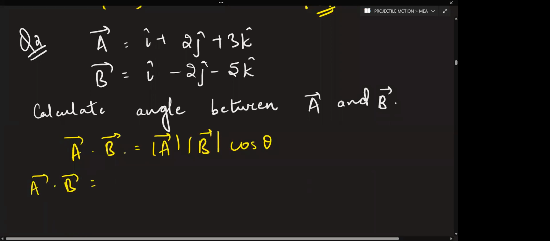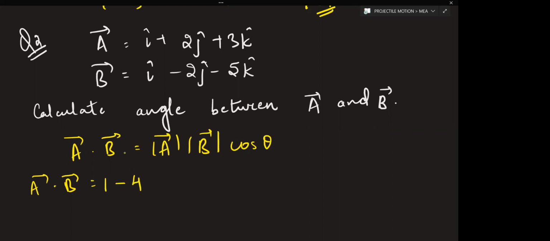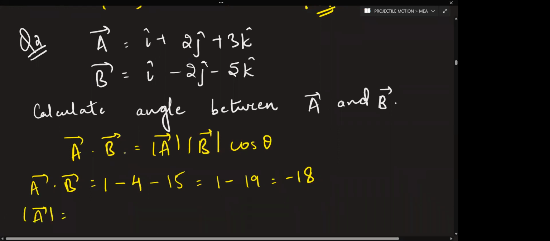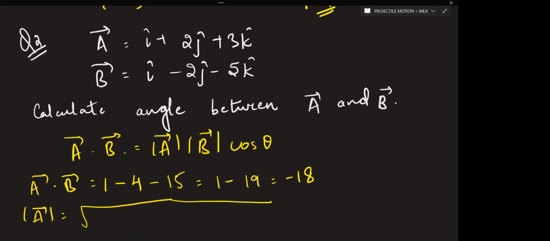So A dot B will be 1 into 1 gives you 1. 2 into minus 2 gives you minus 4. And 3 into minus 5, minus 15 we have. Right? So what are we left with? 1 minus 19, that is minus 18. Right? Now A's magnitude. This is a revision of all of the Cartesian form of vectors also. Square of the coefficient of i cap, that is 1 square, plus square of the coefficient of j cap, that is 2 square, plus square of the coefficient of k cap, that is 3 square.